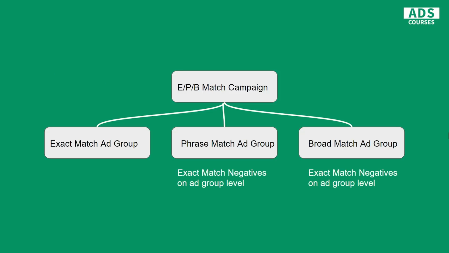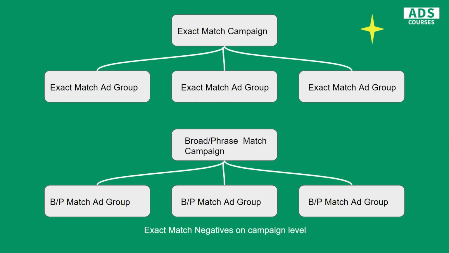The first one is a structure where you have all the match types in one campaign, so the exact, phrase and broad match. A lot of people add different match type keywords within the same ad group, and I don't think it's a good solution. I think a better way is to have different ad groups for different match types. Like in this example, we have an exact match ad group, phrase match ad group, and broad match ad group separately. And you would have to add the exact match keywords from the exact match ad group as negatives into your phrase and broad match ad groups.